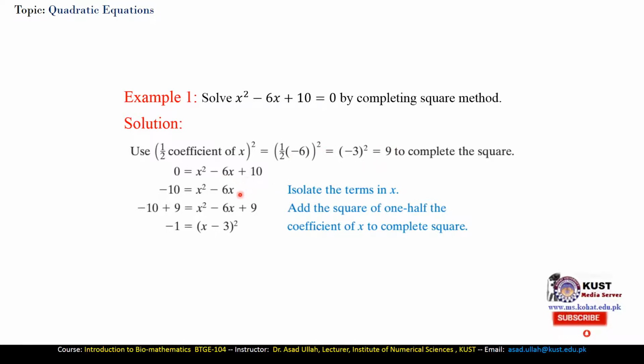Now separating the variables, we get x square minus 6x is equal to minus 10. Now adding 9 to both sides of this equation, we get the result x square minus 6x plus 9 is equal to minus 10 plus 9. After simplification, we get minus 1 is equal to (x minus 3) whole square. This right hand side x square minus 6x plus 9 is a complete square.